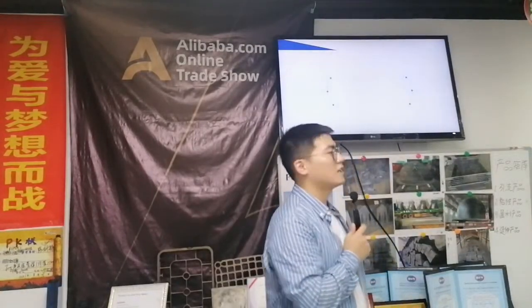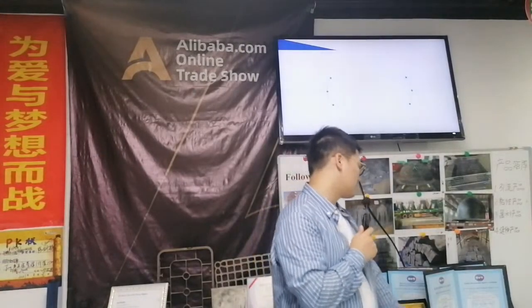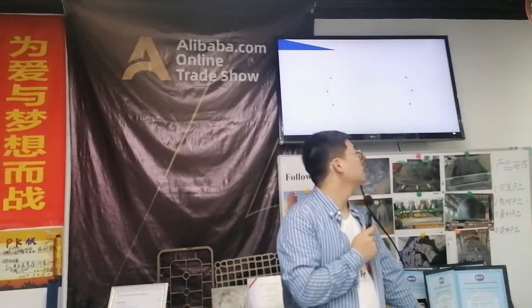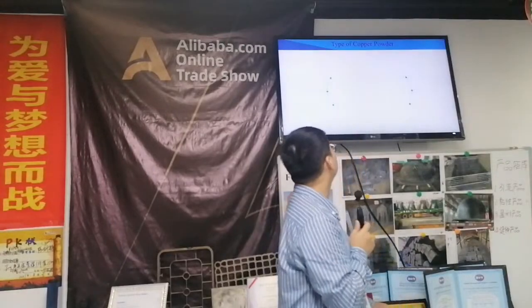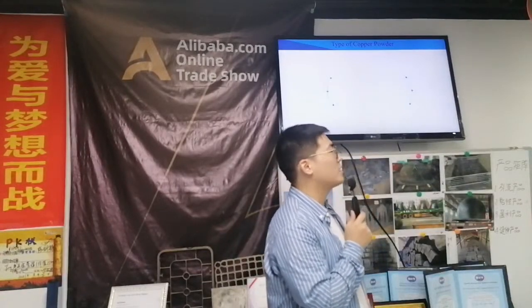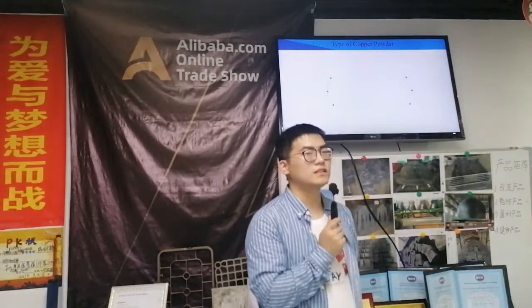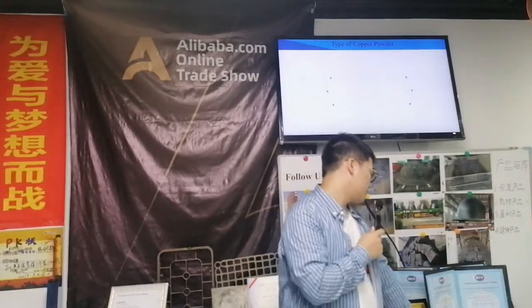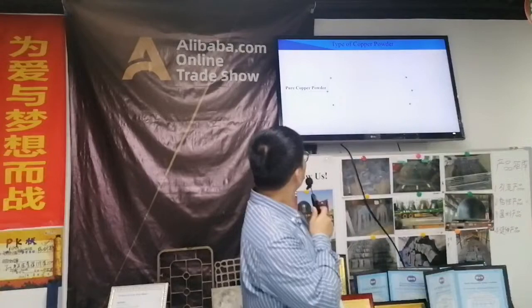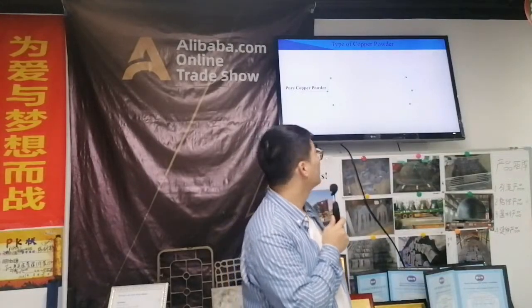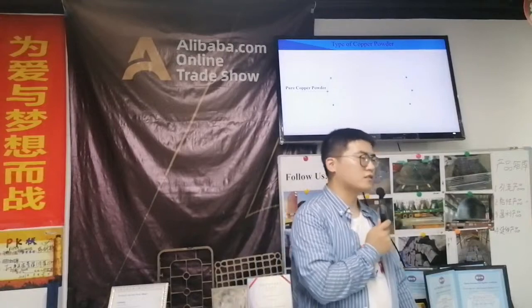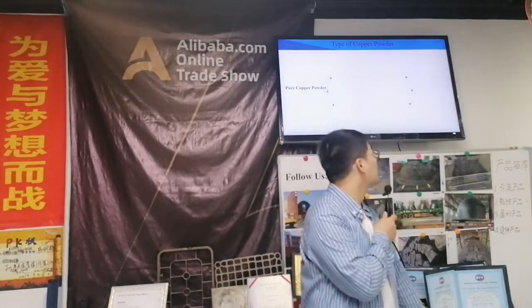And the third part is our copper powders. Copper powders are different from the other two powders which I told you before. It's not like the nickel powders and the aluminum powders. There are two main types of copper powder. First, of course, is the pure copper powders. And another is copper anode powders.